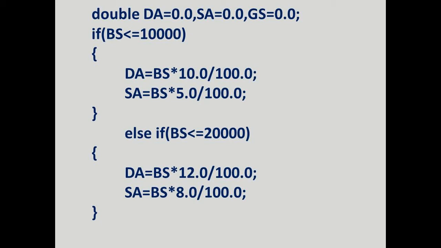Okay, then calculate two values, DA and SA. DA is equal to BS into 12.0 divided by 100.0. SA is equal to BS into 8.0 divided by 100.0. Then close the bracket. After that, the next condition, that means 20,001 to 30,000.